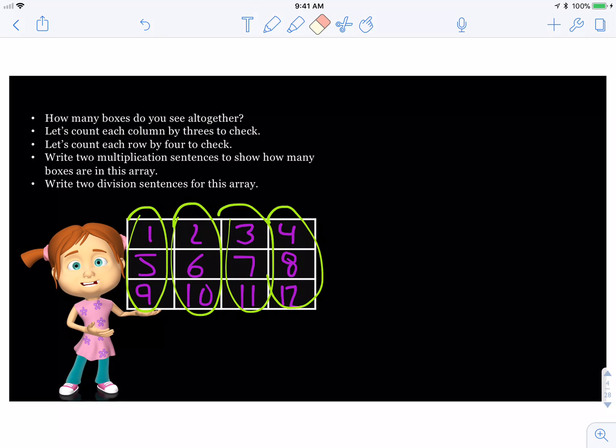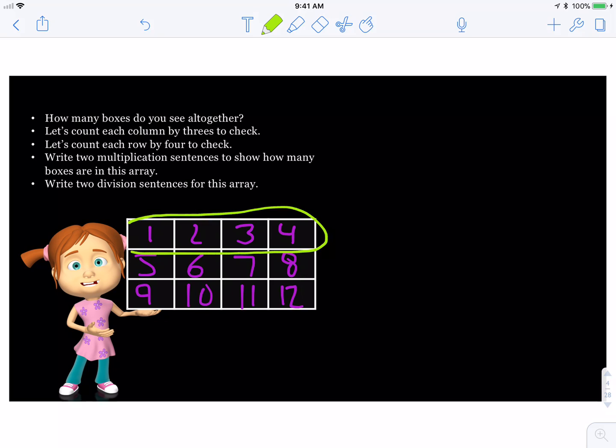We can also count each row by fours to check. Now the nice thing about counting by fours, I've already numbered each row. So there's 1 through 4 in each row. So we can quickly count by fours on this. We don't even have to add on our fingers. If you don't know your facts, 4, 8, 12.